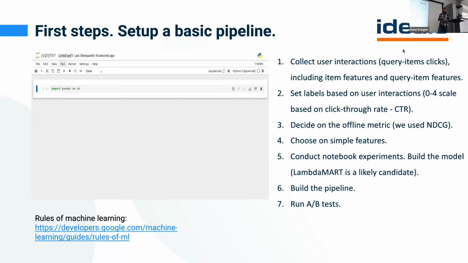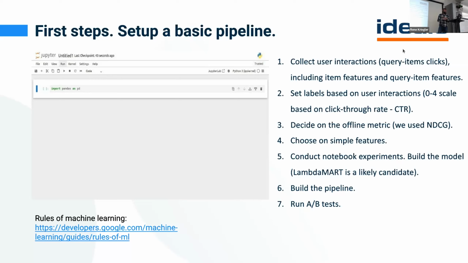And then, like it's ML again, you probably want to set labels based on your user interactions, based on our CTR. I hope everyone knows what this is: click-through rate. We set it to a scale from 0 to 4, and then we should probably decide on an offline metric. In our case it's NDCG. Then we choose some simple features at the beginning, and then we start conducting experiments.